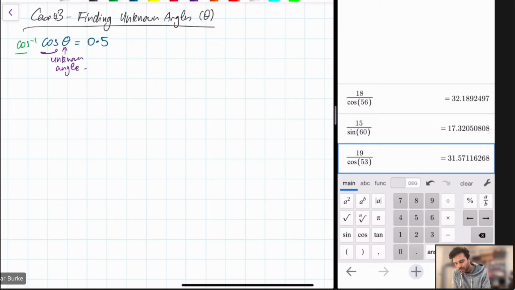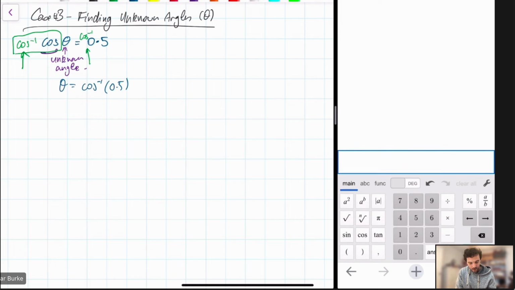Now, when inverse cosine hits cosine, they disappear, right? They cancel each other out. But with algebra, what I do to one side, I've got to do to the other. So what inverse cosine does is it helps us get our values by themselves. So now theta is by itself, and we can plug this into our Classpad.